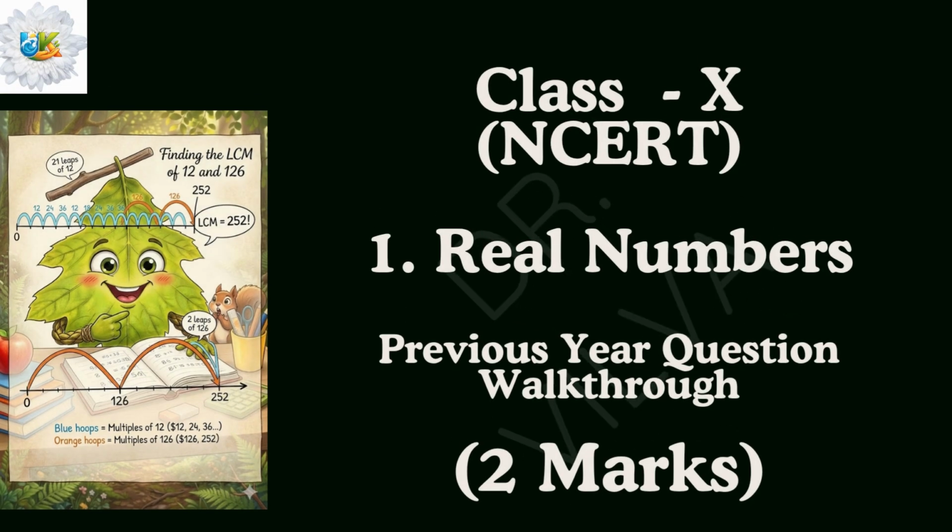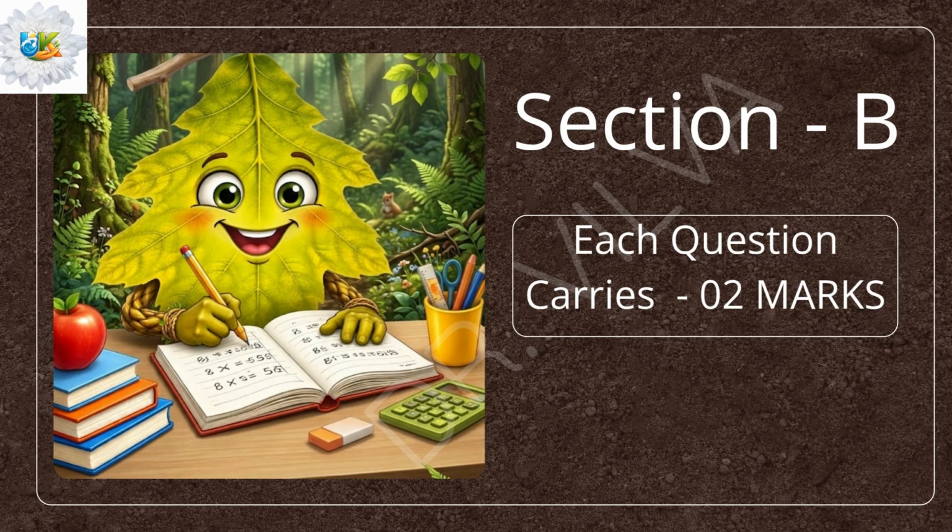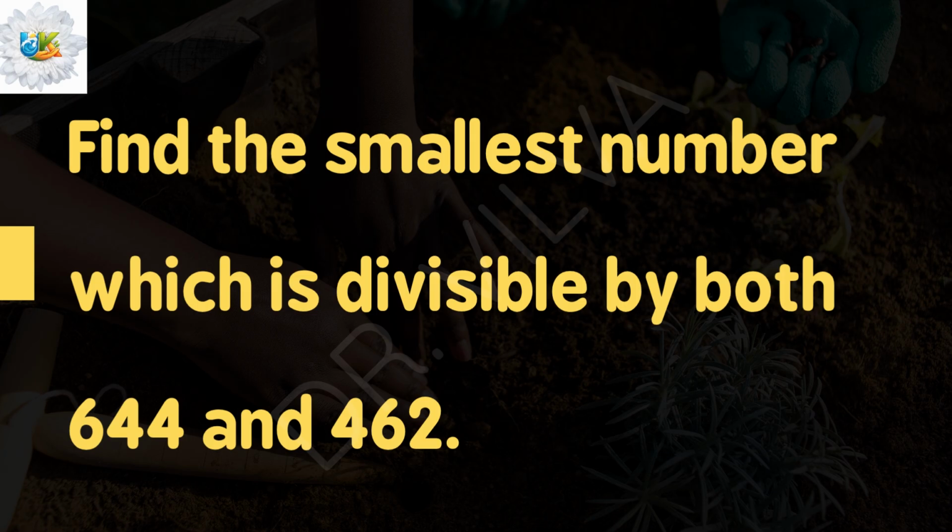In this video, we are going to discuss the 2-mark questions from chapter 1. We have already covered the core concepts of this chapter as well as the 1-mark questions in previous videos. You can find all of those links in the description below. You can typically expect at least one 2-mark question from this chapter in your exams. Let us look at our very first question. Find the smallest number which is divisible by both 644 and 462.